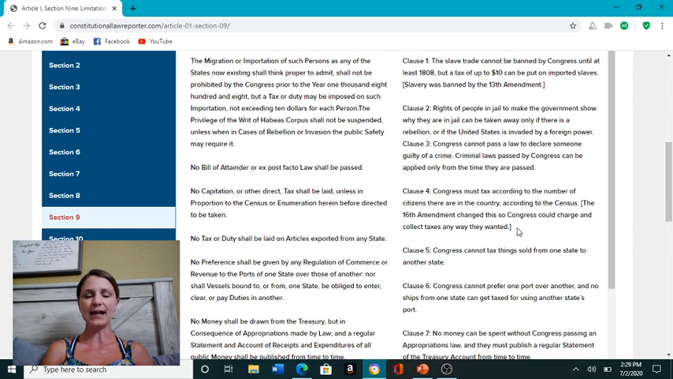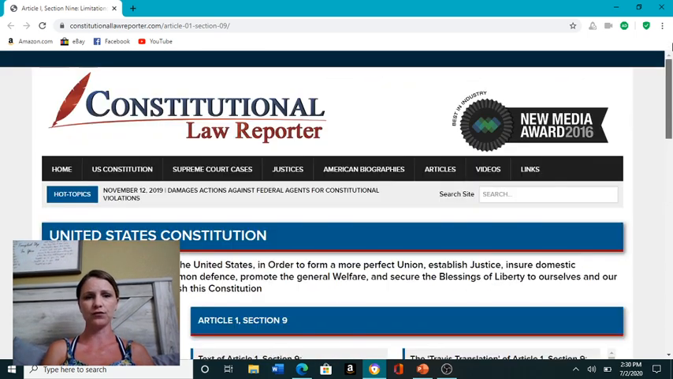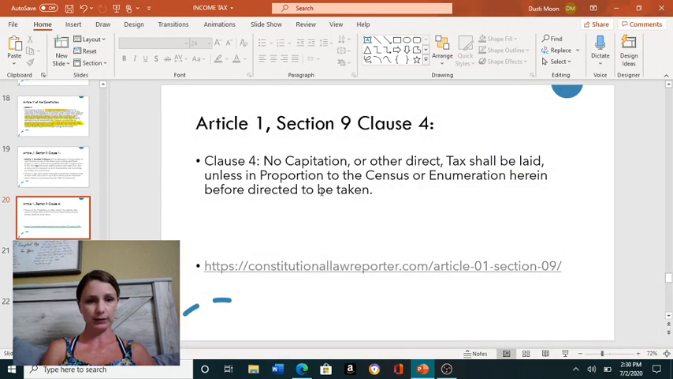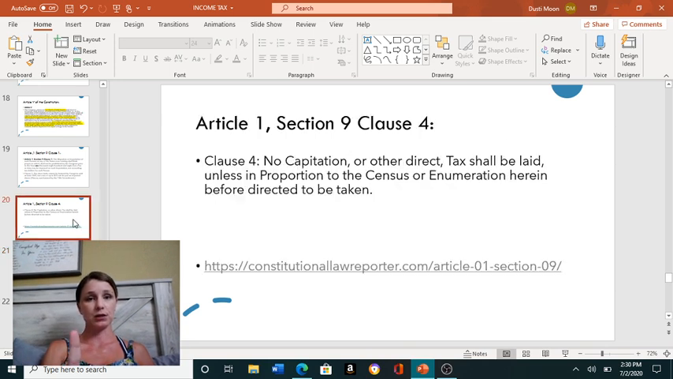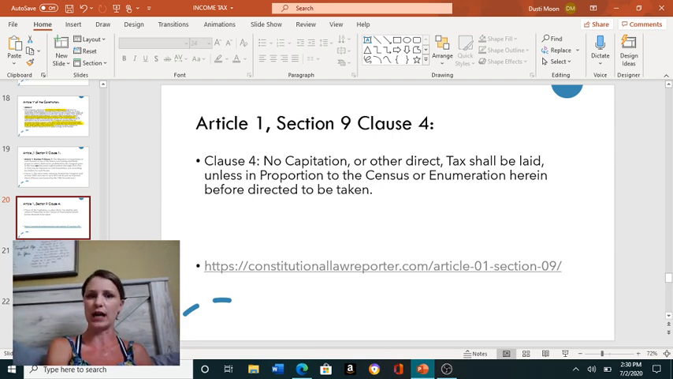That is BS. No. Okay, this website, what is it, Constitutional Law Reporter? Yeah, a bunch of BS, okay? So let's go back. Why is that BS? All right, so with this right here, first, the 16th Amendment had no right to be ratified just based on this. Article 5 says you cannot amend Clause 4. There's no expiration date. Clause 1 had an expiration date of 1808. Clause 4 has no expiration date. You cannot amend Clause 4.